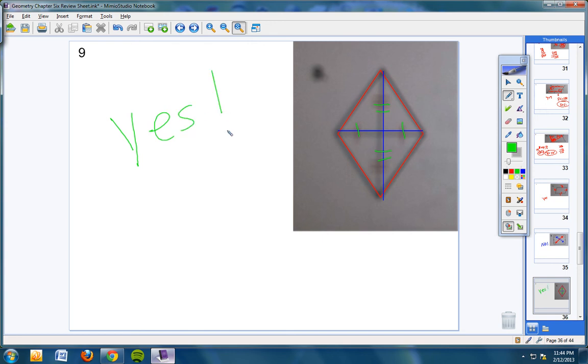Look, what's one of the ways to prove that a quadrilateral is a parallelogram? The diagonals bisect each other. Here's a diagonal, right here. Here's a diagonal, and they bisect each other. This little piece here is congruent to this piece here, and this little piece here is congruent to this piece here. Yes, it's a parallelogram.